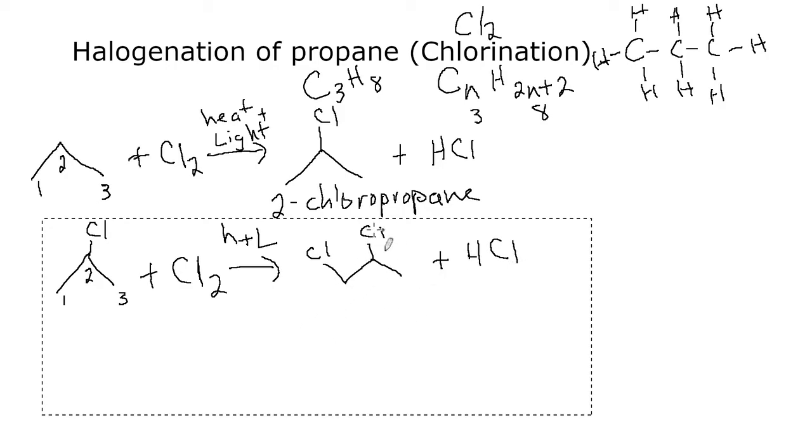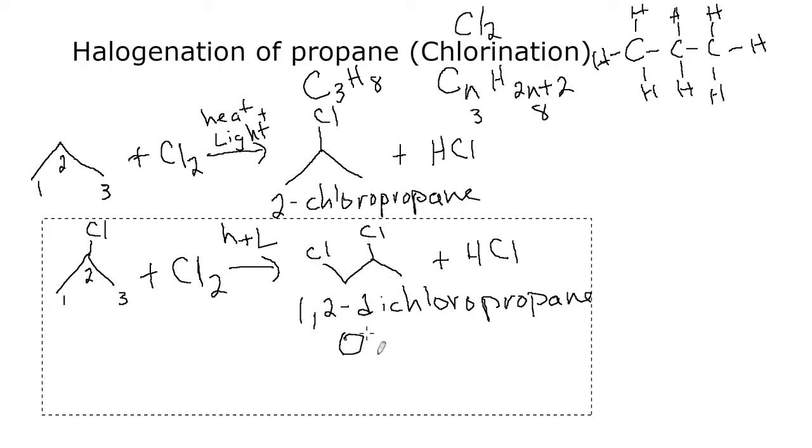Now, since this has 2 chlorine atoms on it, we would now call this 1,2-dichloropropane. The other option, well, actually, we could add it to number 3, or what was carbon number 3, but then we would want our numbering to be the lowest, so it would be the same molecule again.